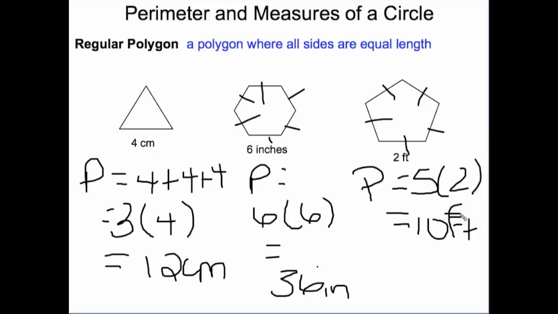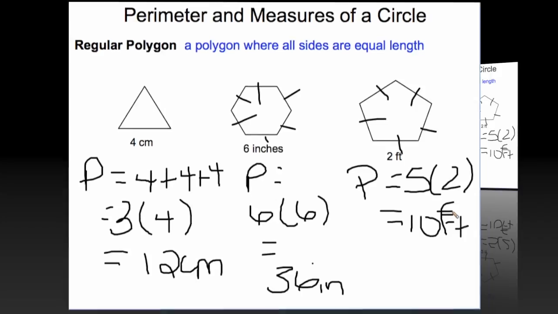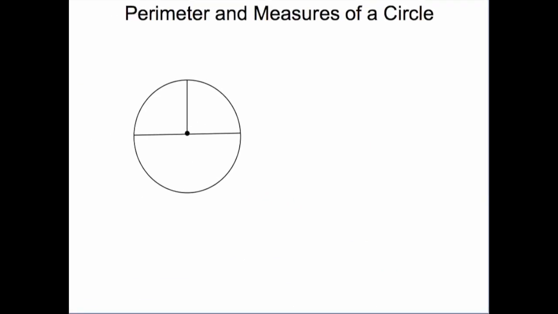It is very important to note that perimeter is just the unit measurement. It's not squared, it's not cubed, because it is a 2-dimensional shape and we're just going around the outside edge. Next, we're going to talk about measures of a circle.